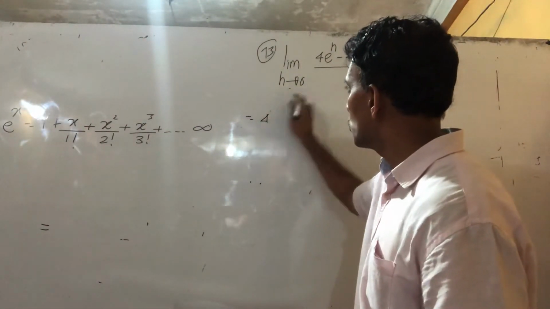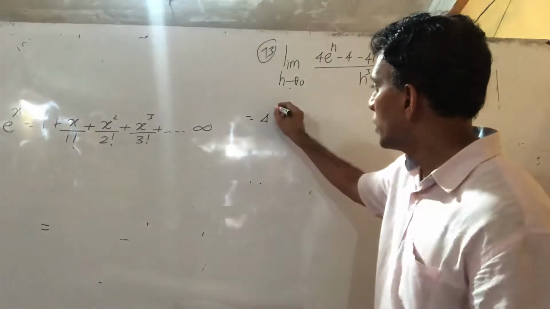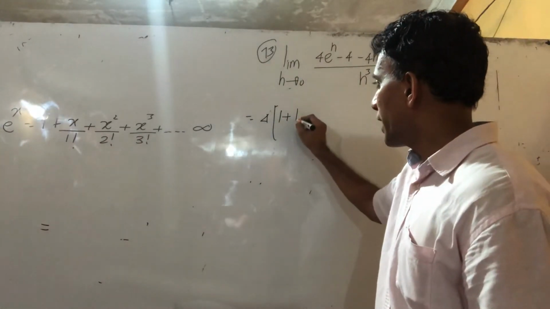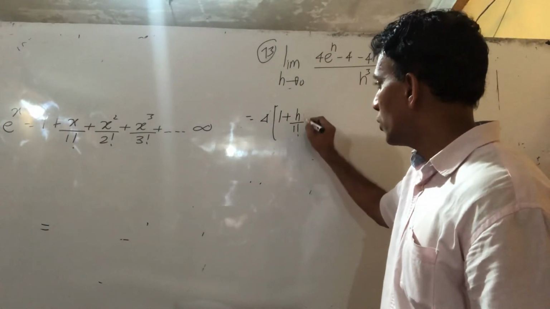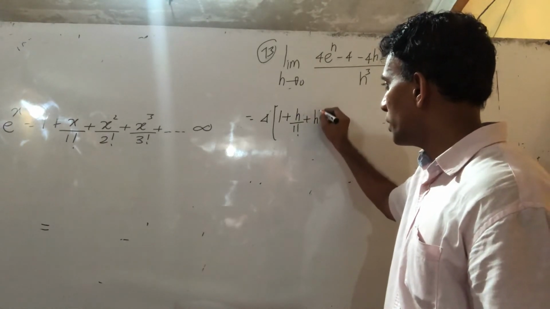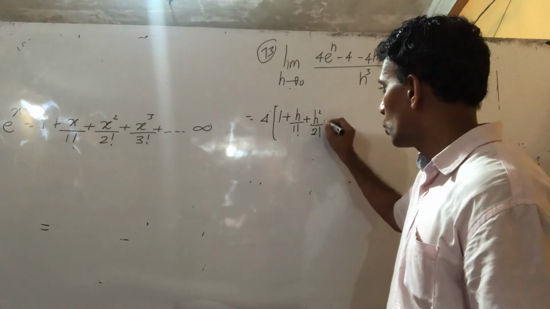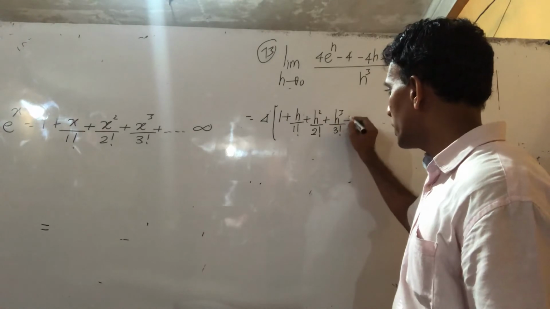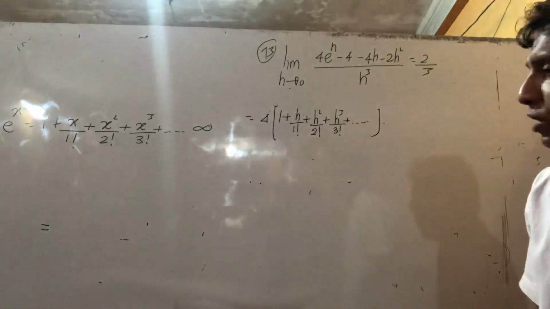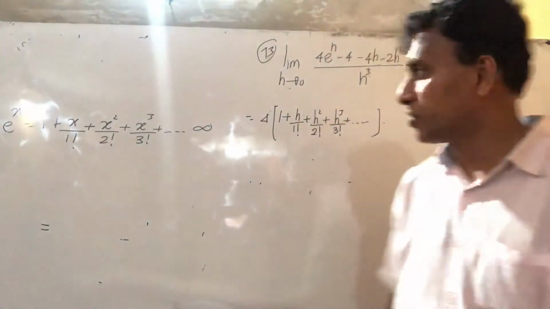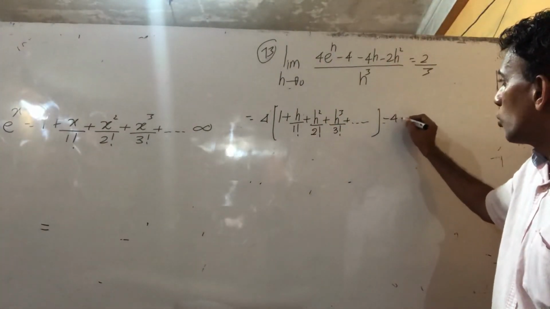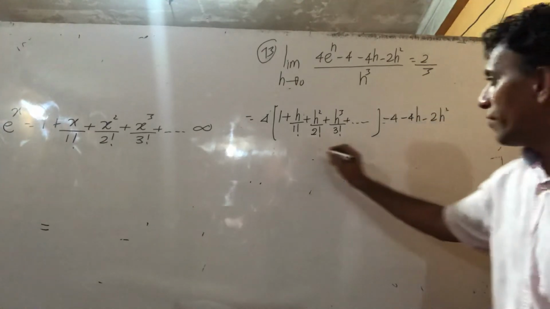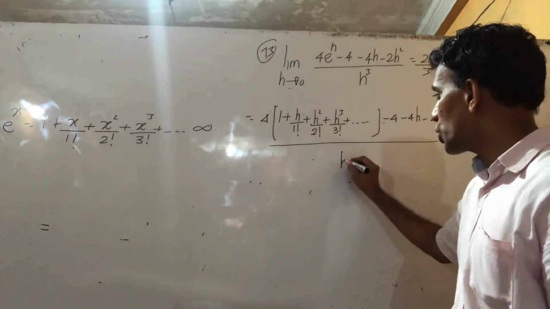So 4 into, h for 0, right? Now what is e to the power h? Write that. 1 plus h over factorial 1 plus h square over factorial 2 plus h cube over factorial 3 and so on, right? Only that is new, others are ordinary methods. Simplify further. Minus 4 minus 4h minus 2h square, everything divided by h cube.